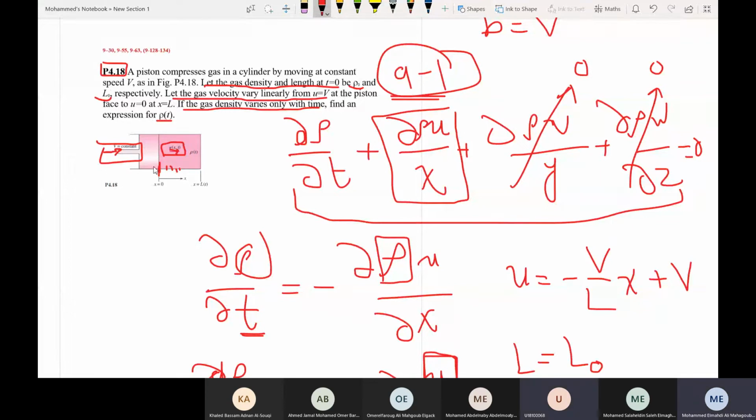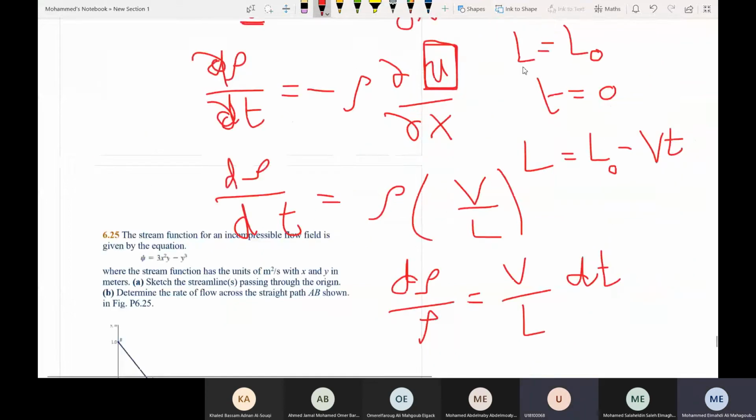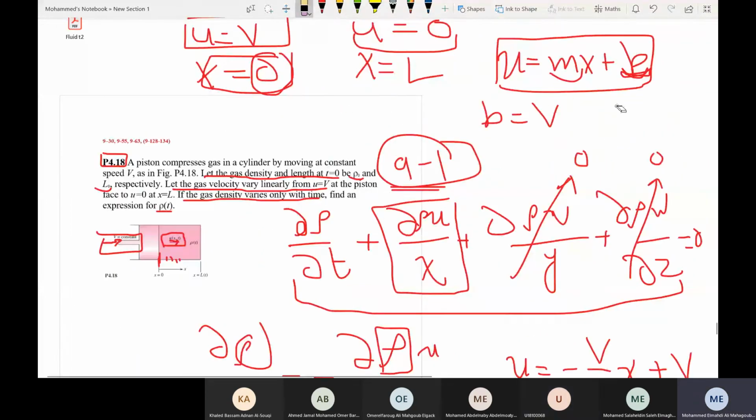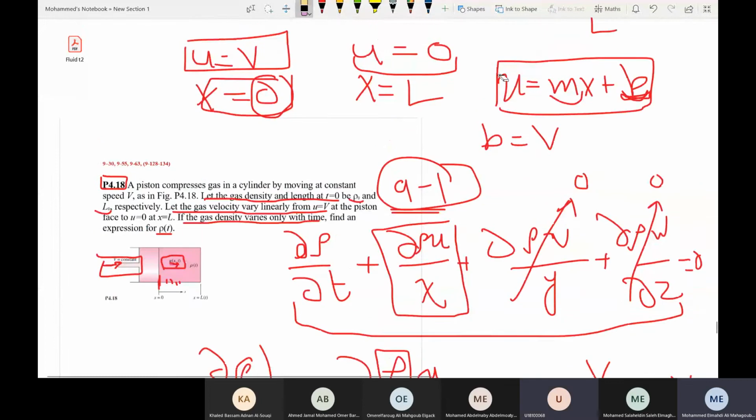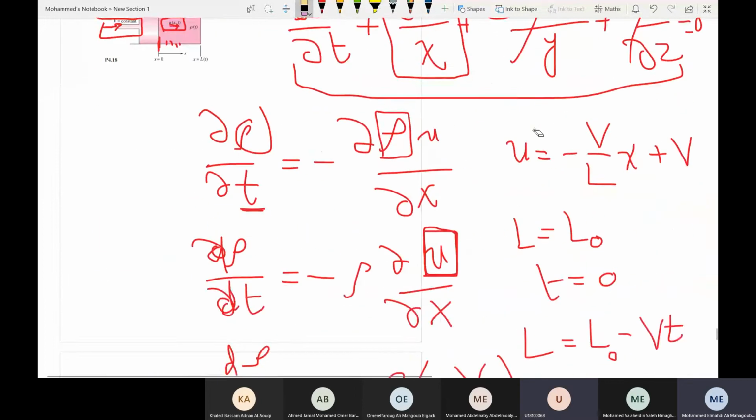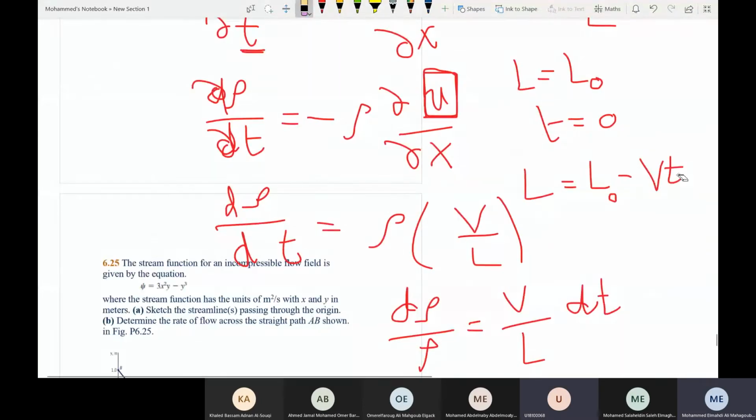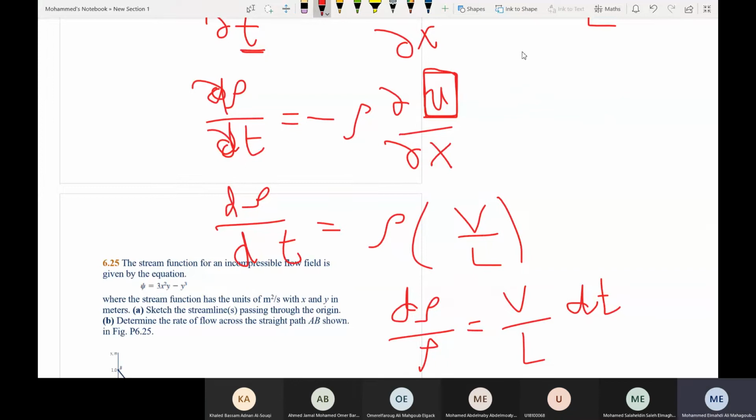Please, can you repeat this part of the L again? Okay, the first part is understood, how we get the velocity equation, and we do the rho, it was okay. So let me repeat it. Now we have some boundary conditions for the L equation. We know that L is equal to L naught at time equal to 0.